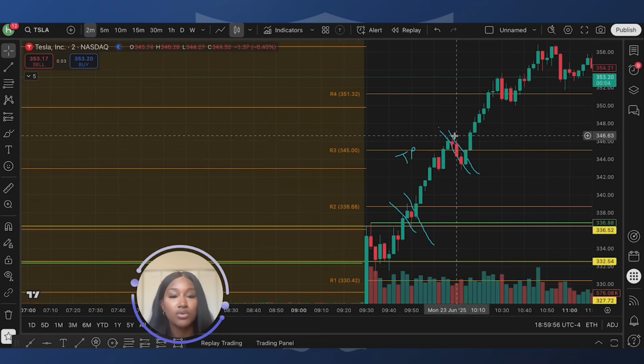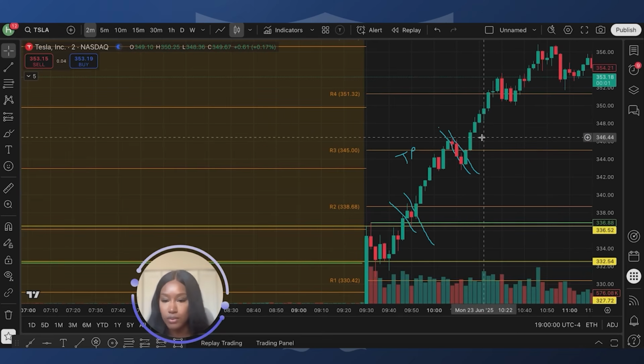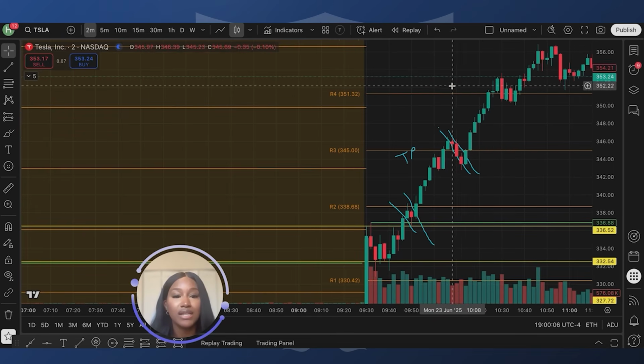So, y'all, we were able to get our second entry. So right now we're already up from the first position, head on to the second position, and look, boom, we're able to take profit here.